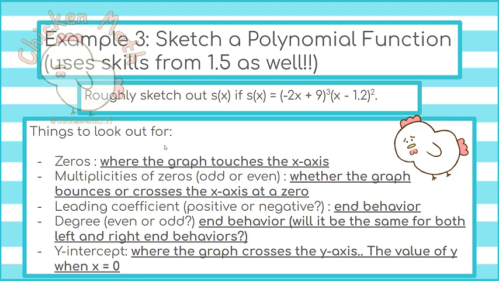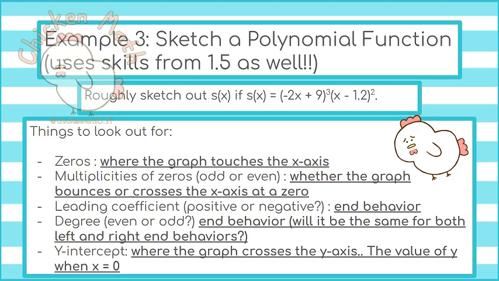So here is what you want to look out for. We want to find the zeros, so where the graph touches the x-axis. So you just look at our binomials and find what values would make each binomial equal to 0. We want the multiplicities of our zeros, so the values to which our binomials are raised. And that's going to tell us whether our graph bounces or crosses the x-axis at that 0. So if your multiplicity is even, your graph will bounce at that 0. And if the multiplicity of a 0 is odd, it'll cross. So that's going to be important for sketching out our graphs.